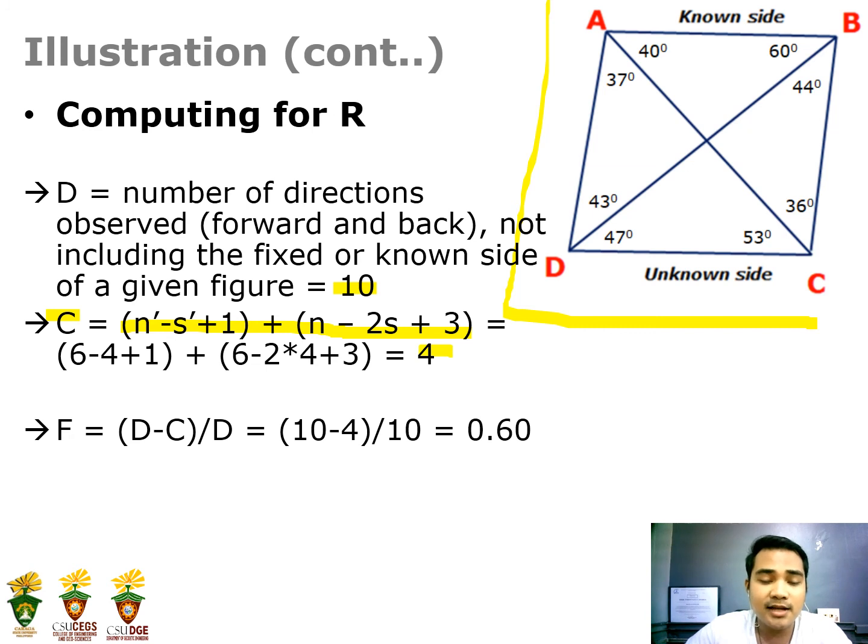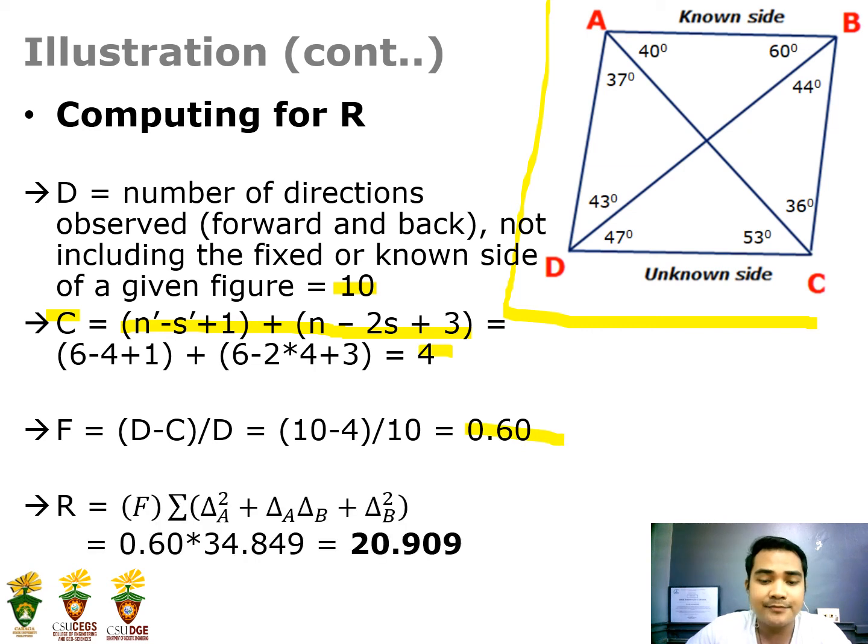Then let us calculate the value of F, or the strength of figure factor, which has the equation D minus C over D, which is 10 minus 4 all divided by 10, which is equal to 0.60.